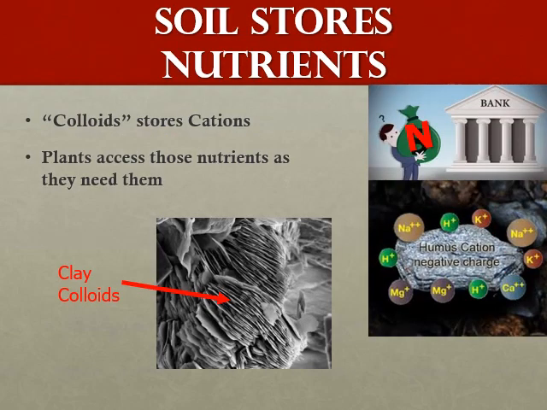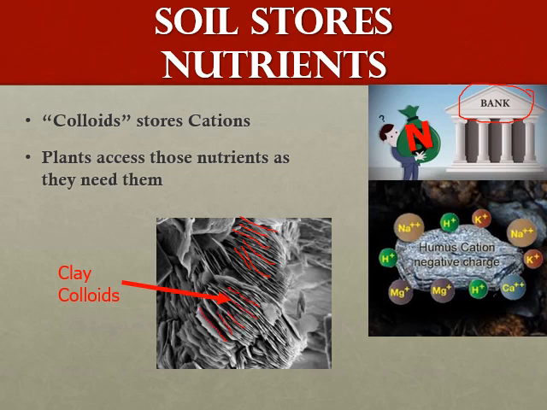So again, colloids are what stores the cations, and they are where the nutrients are, and the roots have to access them. So think of it as like a bank. You know, you put your fertilizer in the soil, it gets stored in the bank of colloids for later access by roots. And again, looking at clay, you can see how with its thin wafers and really high surface area, that clay can be an excellent nutrient resource.